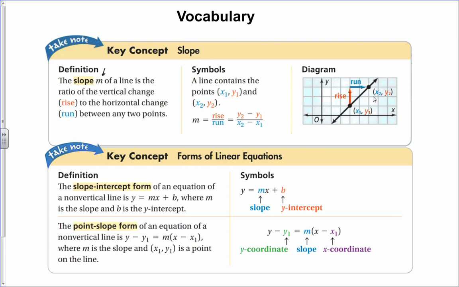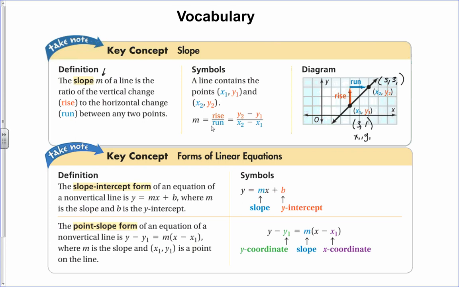So if you look here, we have a line, and it says a line contains points x1, y1. What that means by x1, y1 is, say this point is 3, 1. The 3 would be x sub 1, and the 1 would be y sub 1. So anywhere you see an x sub 1, you'd put in a 3, and anywhere you see y sub 1, you'd put in a 1. And this point here is 5, 3. So anywhere you see an x2, you're going to put a 5, and a y2, you're going to put a 3. All right?